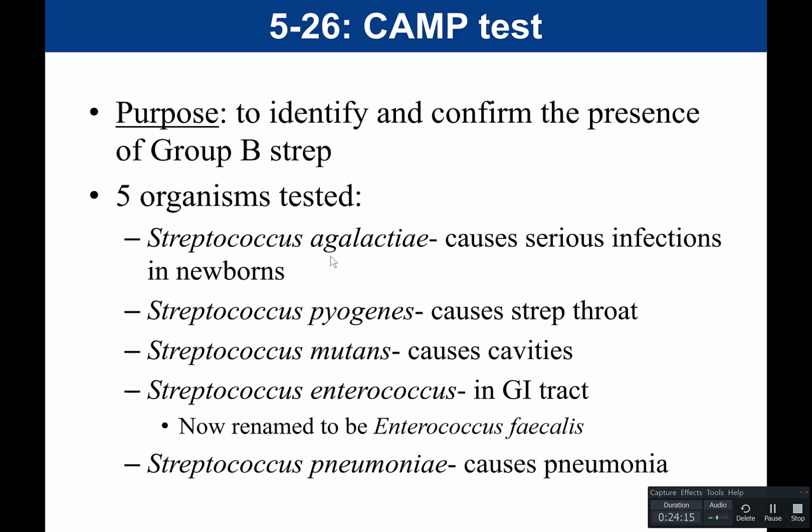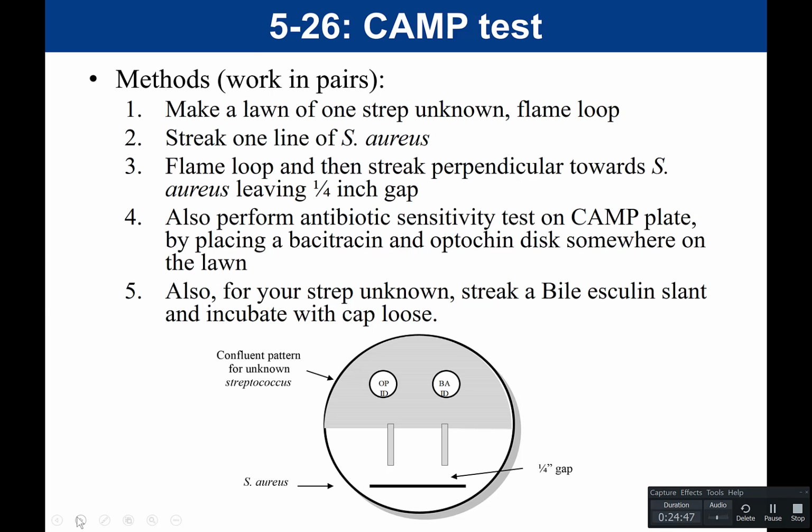And so one way we can test for group B strep is by doing a CAMP test, and I'll describe this in a minute. And so there were 4 other bacteria that we were testing: Streptococcus pyogenes, which causes strep throat; Streptococcus mutans, which causes cavities; Streptococcus enterococcus, which is now renamed Enterococcus faecalis. Faecalis should tell you feces. It's in the GI tract. And then Streptococcus pneumoniae, which causes pneumonia. And so let's talk about this.